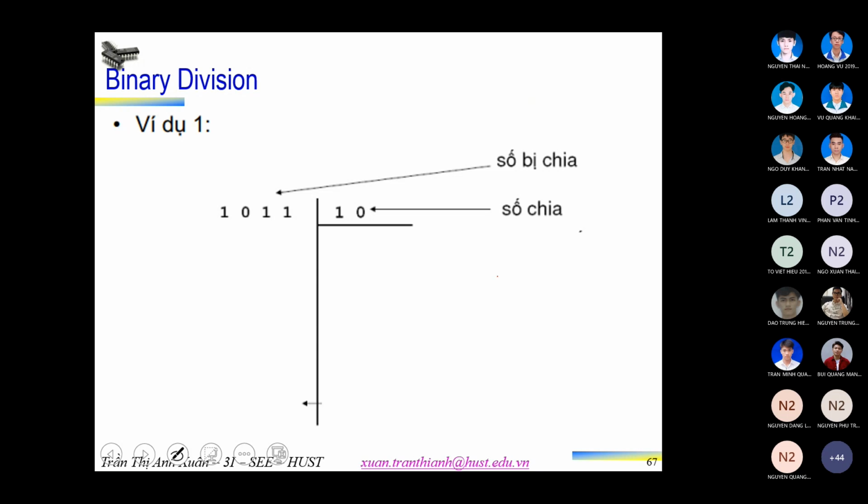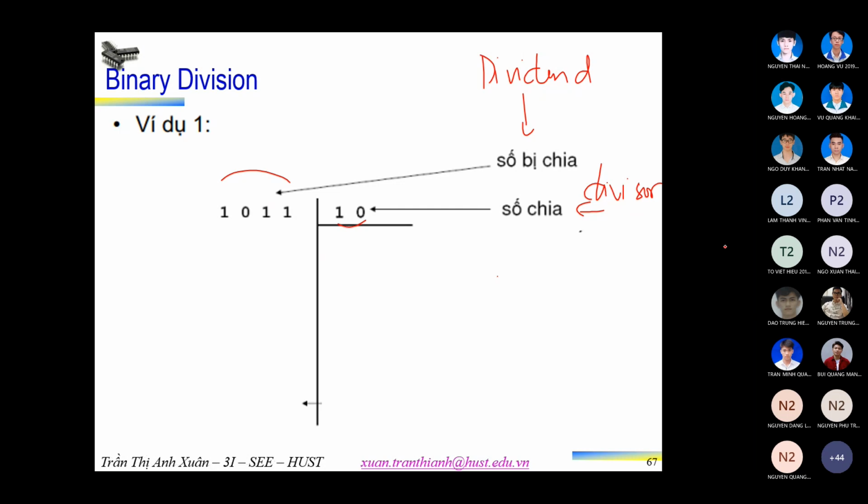For this example, this number we call the dividend. This number we call the divisor. So, listen to the rules and then we perform them on this example to understand the rules of binary division.